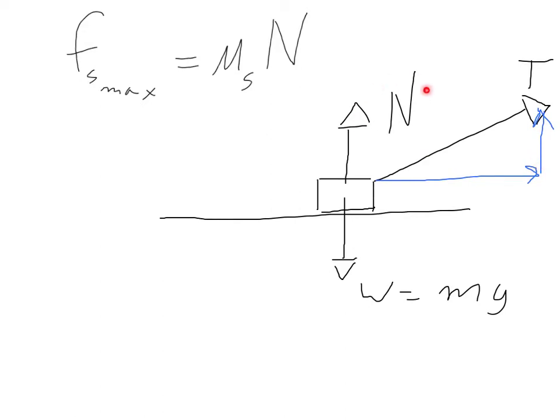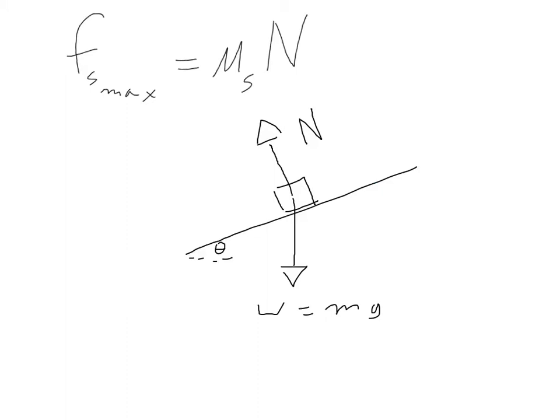So this normal force in this equation really does capture exactly how much these two objects, namely the block and the table, are being pressed together. And that amount of force is what will determine the maximum possible static friction force.